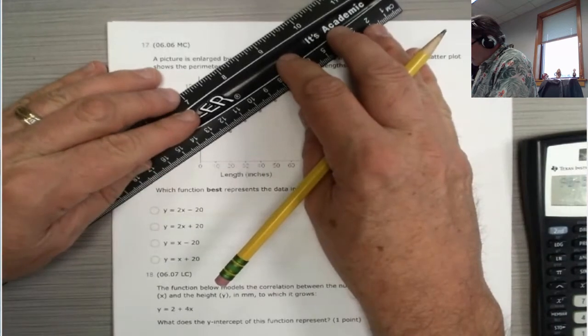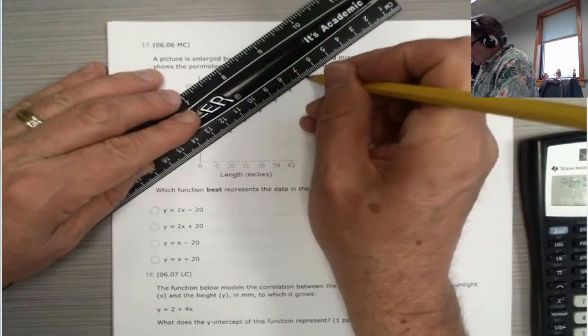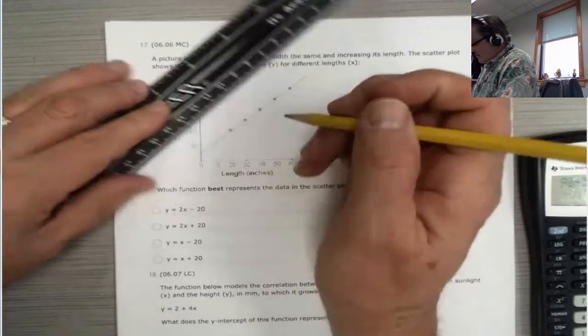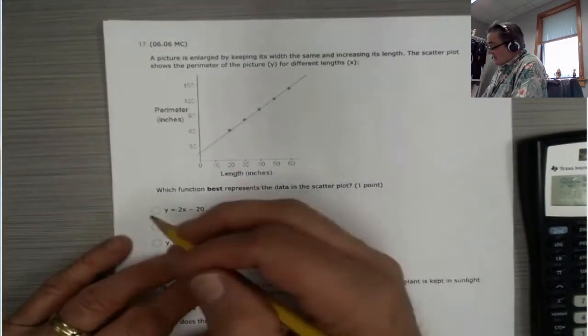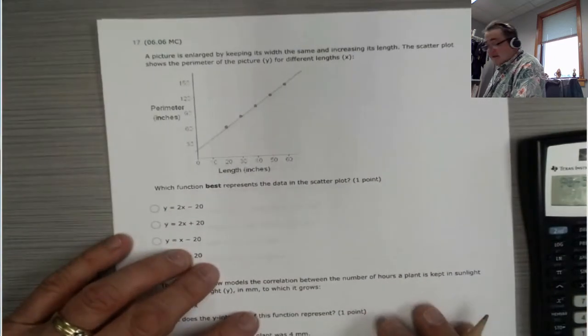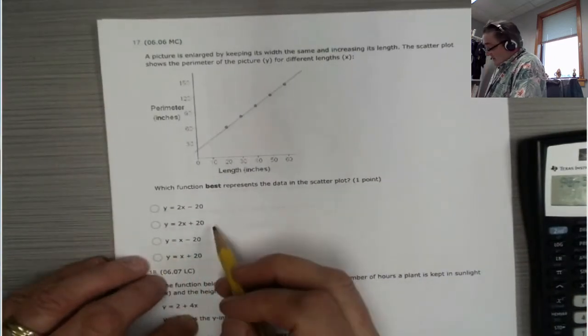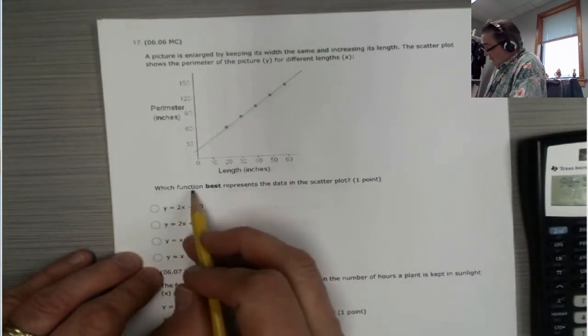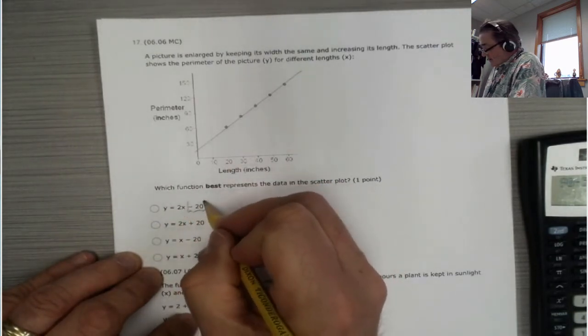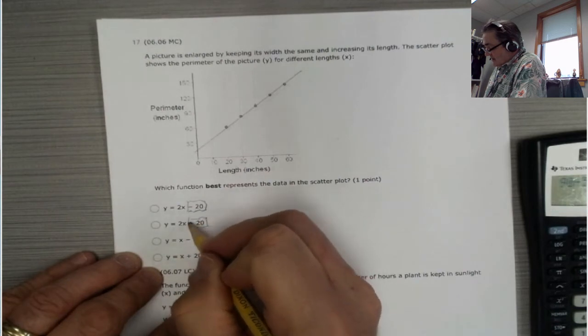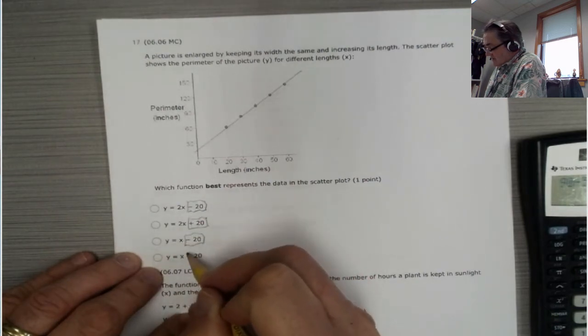I'm just going to take my ruler and see how the trend is going. If we connected those, one thing that's important, if we're looking at which function best represents it, we need to make sure, first of all, our y-intercept is going to be accurate, right? That's the y-intercept.